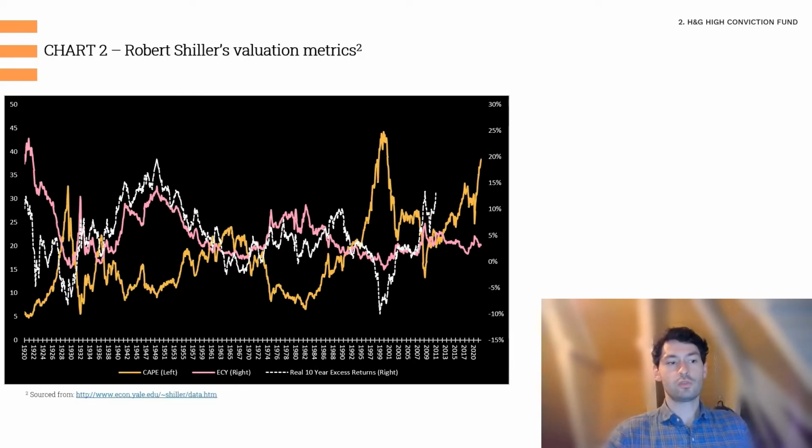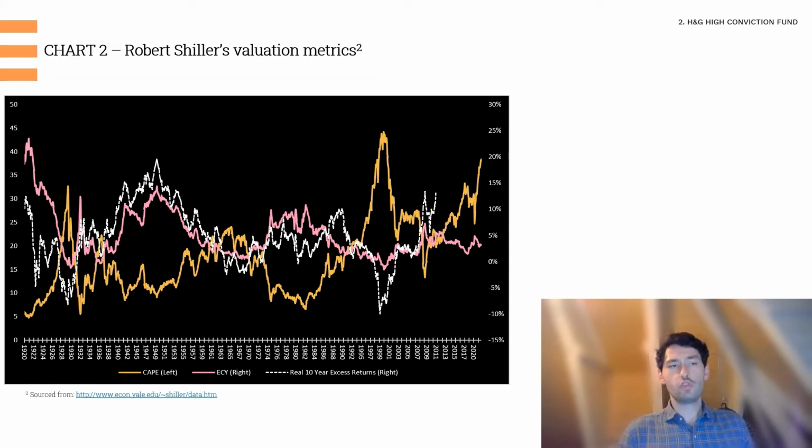Now we get to our second chart, and that is Robert Shiller's valuation metrics. And I'll start off with the CAPE, the abbreviation for cyclically adjusted price to earnings ratio. And that's commonly known as a Shiller PE or PE10 ratio. And it's a valuation measure usually applied to the S&P 500 equity market.